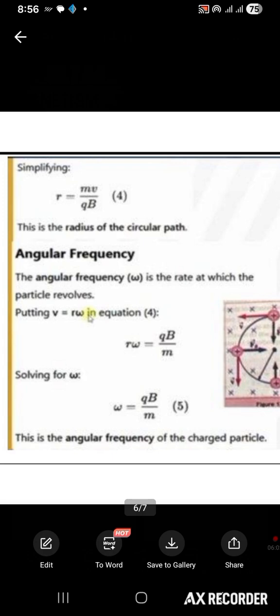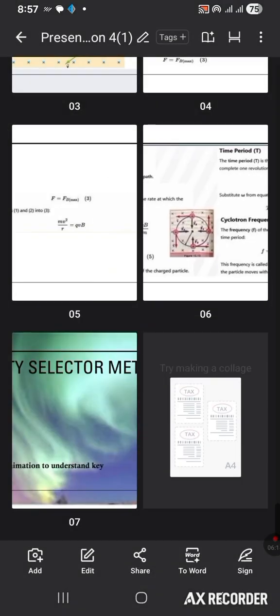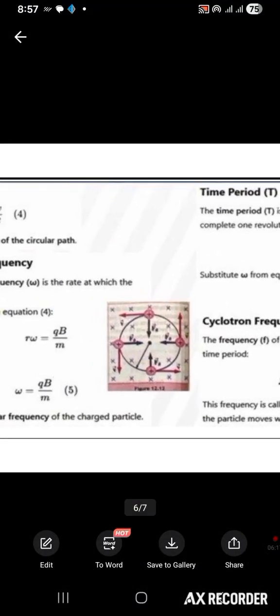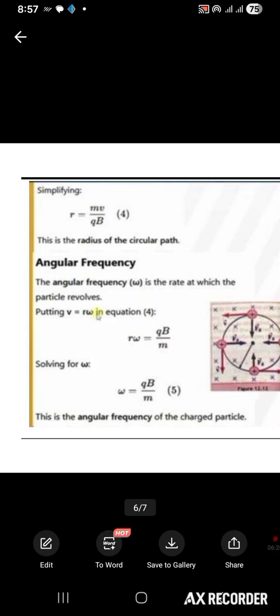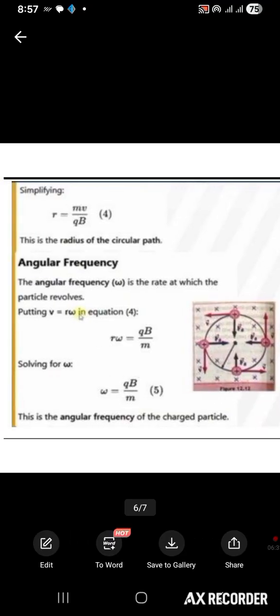Omega is the angular frequency. Do you remember those equations, radial equations? V is equal to r omega, and as we have from the expression 4 there, we manipulated the value for the r, then put it in the given equation, the equation 4. What you will get is r omega is equal to this one. From there, you will get the value for the angular frequency, right? First we evaluated the radius of the trajectory, then we evaluated the angular frequency.